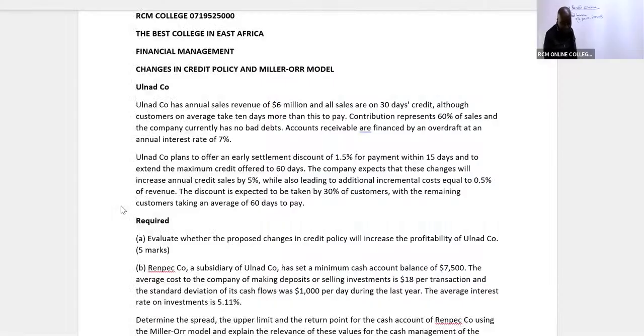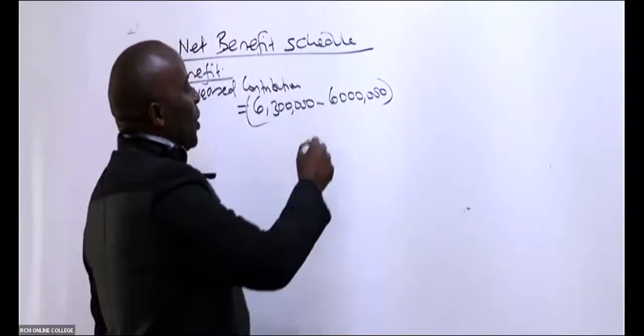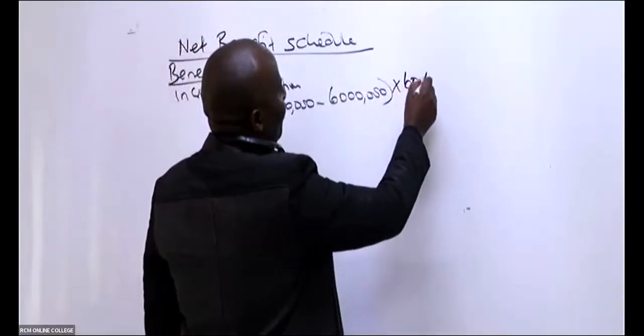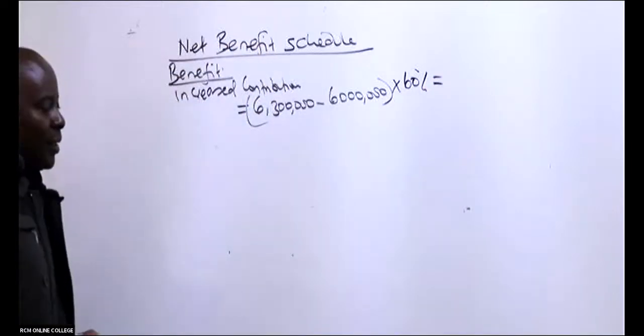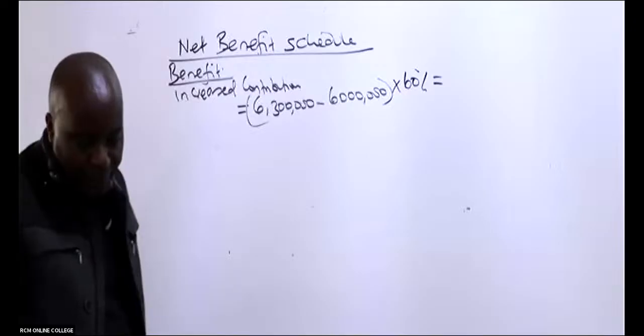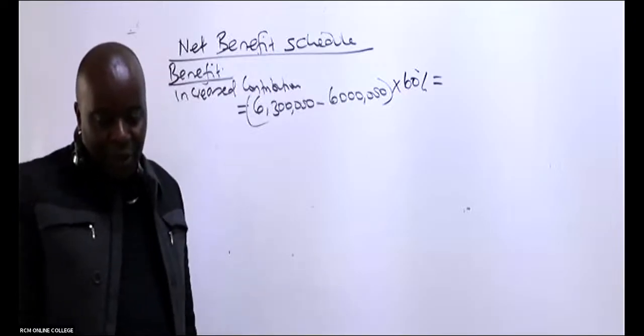How much will this policy now contribute? So this examiner gave me the contribution somewhere. Yeah, he told me contribution represents 60% of sales, and I want the increase. So 60%, my good students, of that increased sales. So times 60%. So then this one here will give me what figure, if you don't mind? The increased contribution.